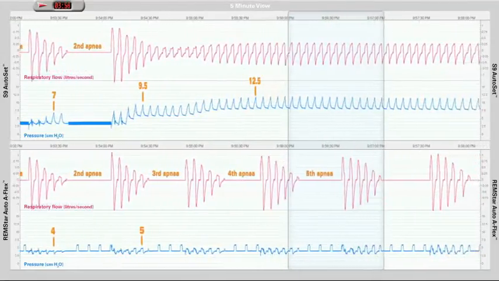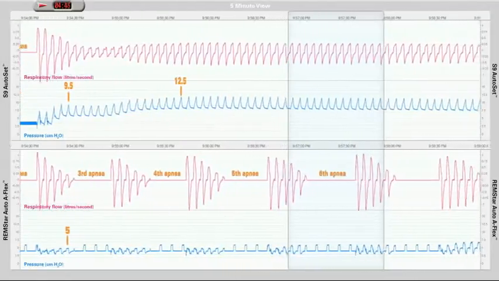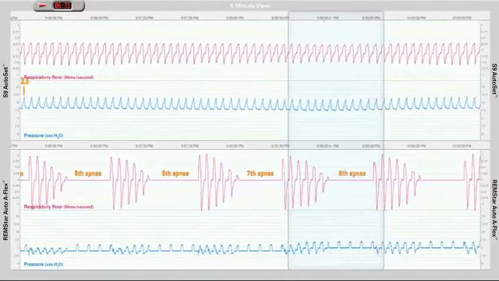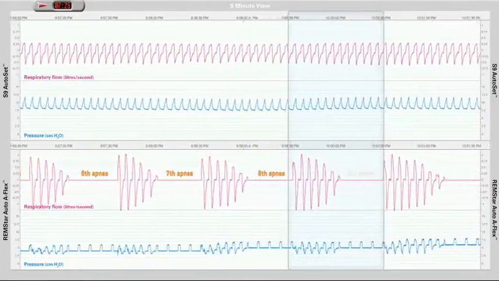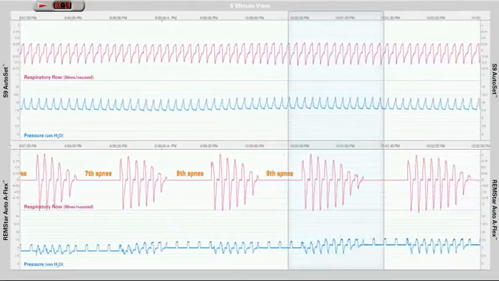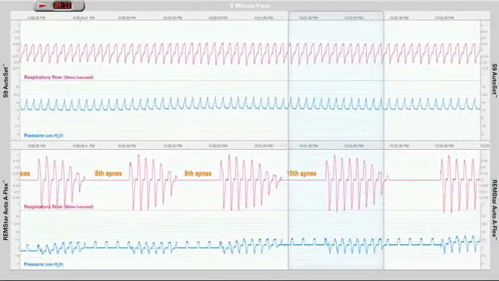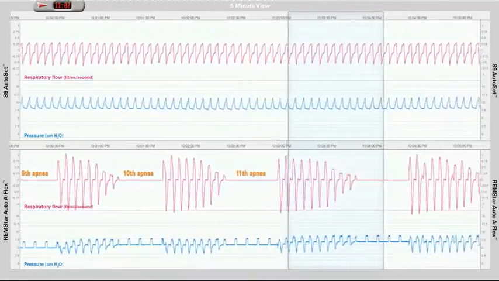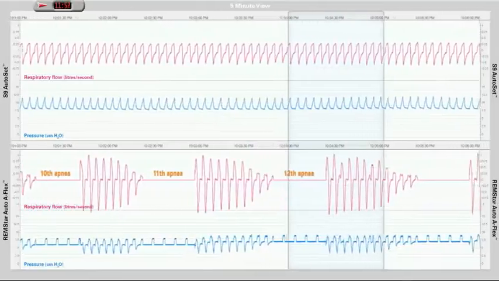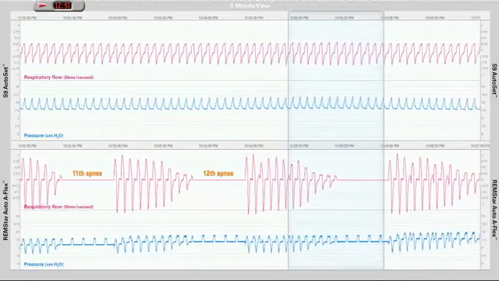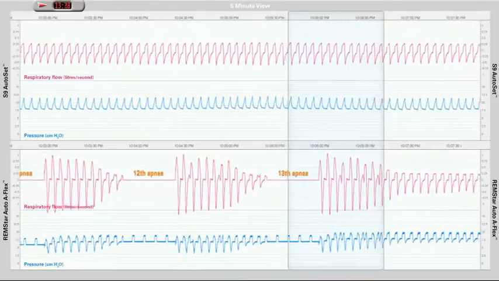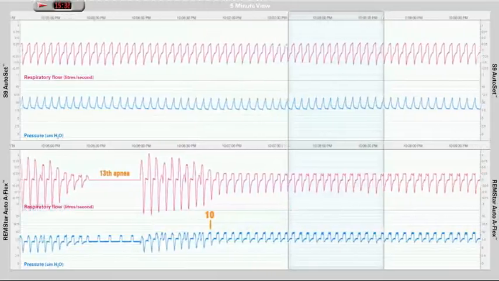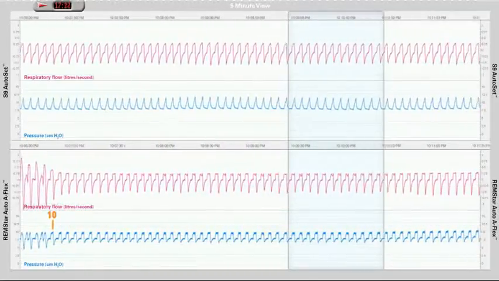The S9 AutoSet continues to monitor the patient's breath shape on a breath-by-breath basis and adjust the pressure to maintain a stable upper airway. The RemStar Auto patient continues to have apnea after apnea for a further 9 minutes. In total, the RemStar Auto patient has 13 obstructive apneas before the RemStar Auto device reaches a treatment pressure of 10 centimeters. At a treatment pressure of 10 centimeters, there is still evidence of flow limitation in the breath shape.